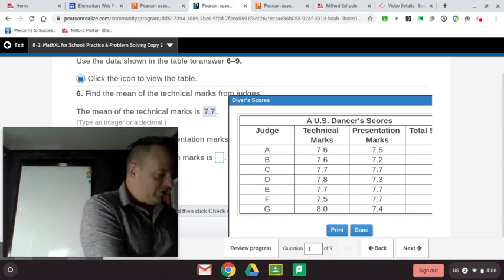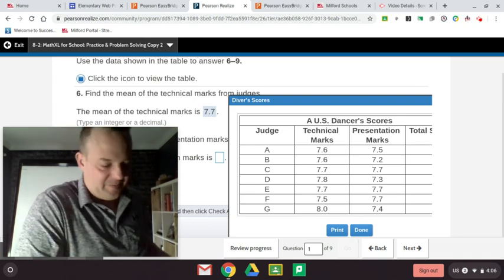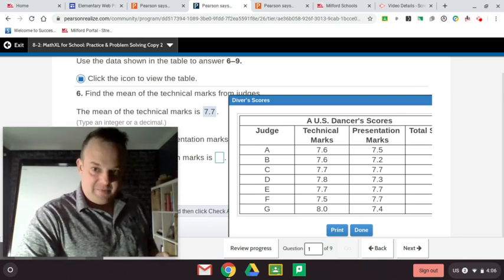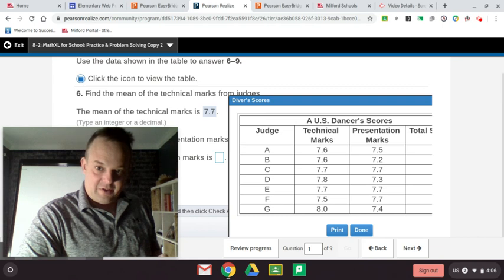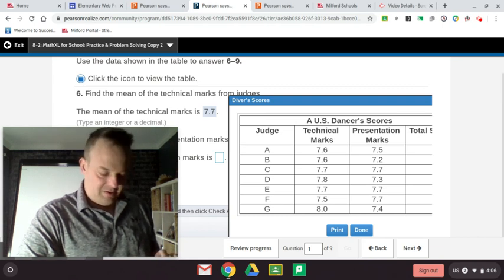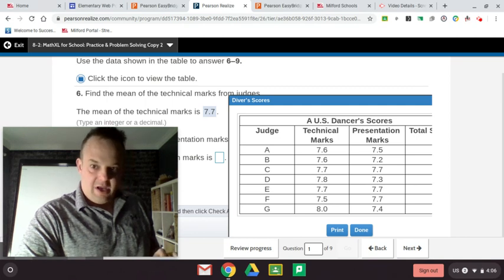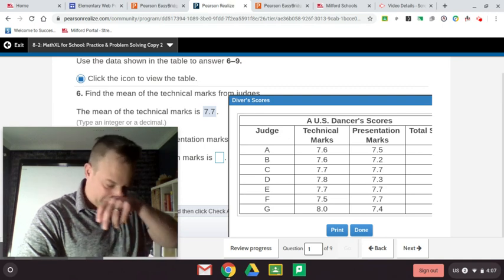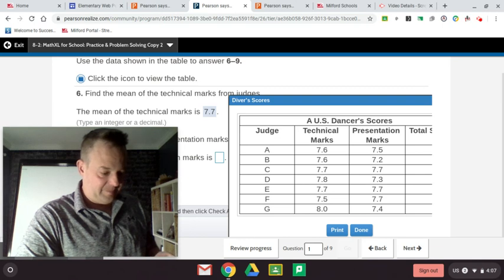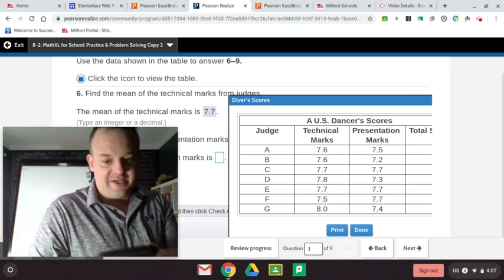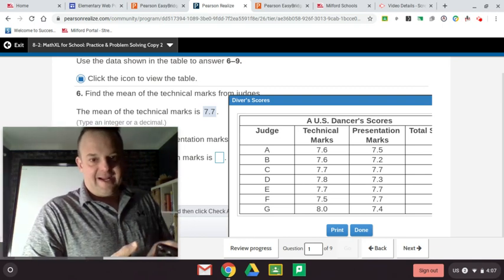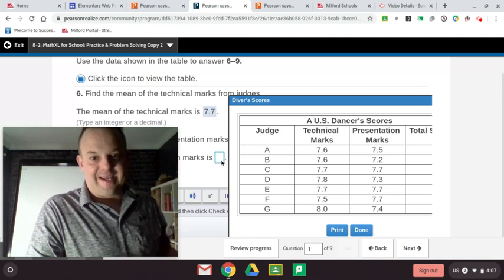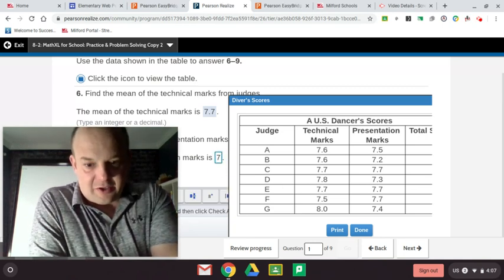All right, let's add them up. You do it too with your calculator. I'm going to use my phone calculator, and I have 7.5 plus 7.2 plus 7.7 plus 7.3 plus 7.7 again plus 7.7 plus 7.4. 52.5 when I hit enter. And then I'm going to divide by 7. And I get 7.5 for the presentation marks. I already did the technical marks to keep this going.